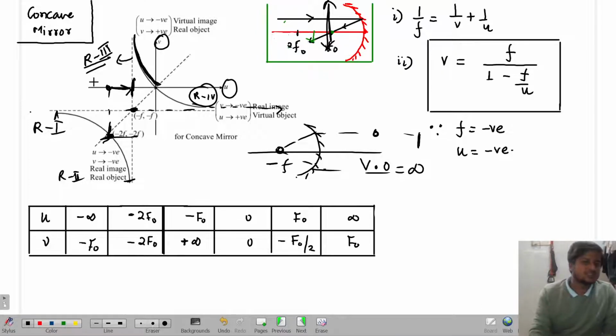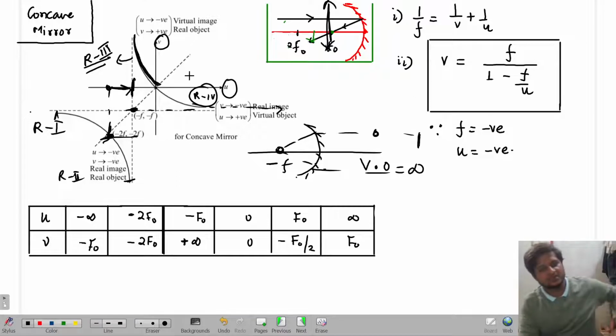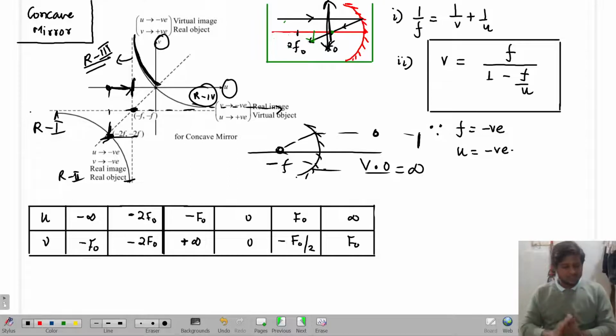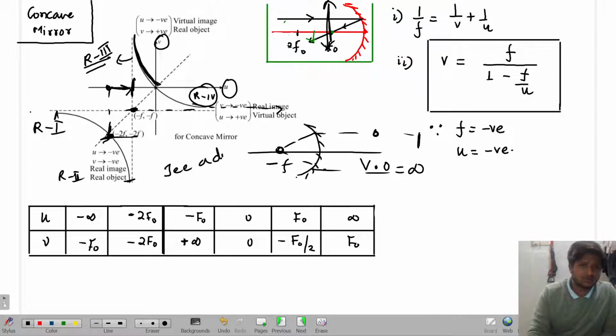Understood or not? So this is the representation of image distances with respect to object distances for a concave mirror for all the reasons: reason 1, reason 2, reason 3 and reason 4. Understood or not? Tell me yes or no. Yes or no, Gagan? Yes, sir. Understood now? So this was the whole important thing. This has come in JEE Advanced. They asked it directly, and this has also come in JEE Mains.